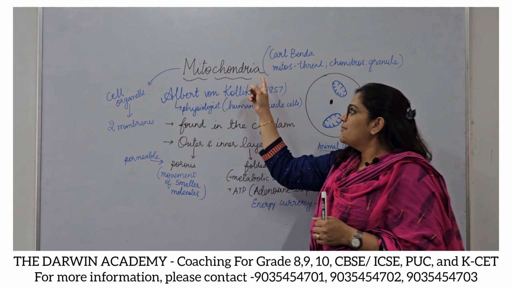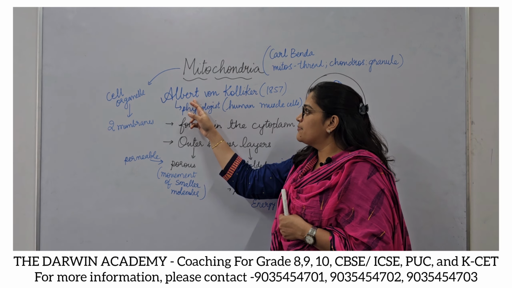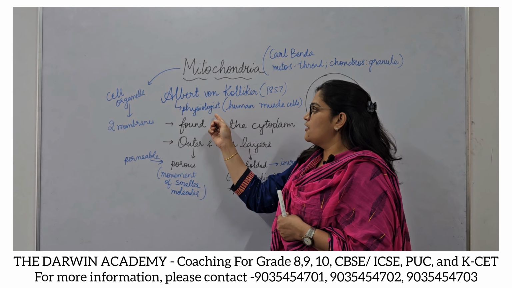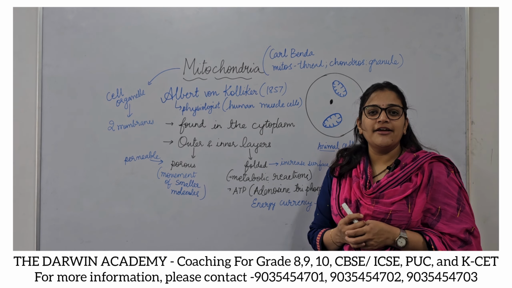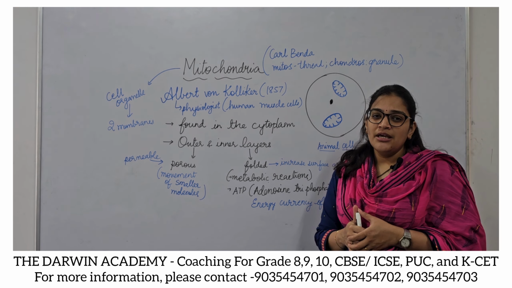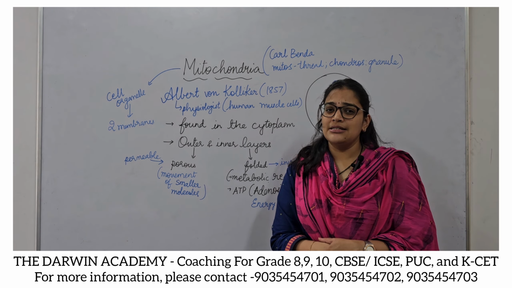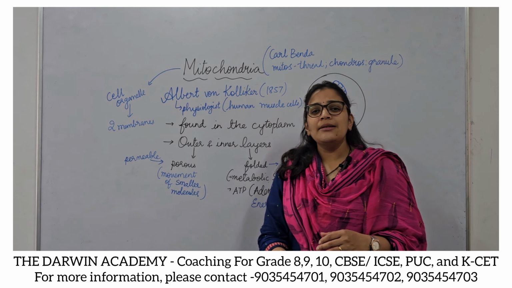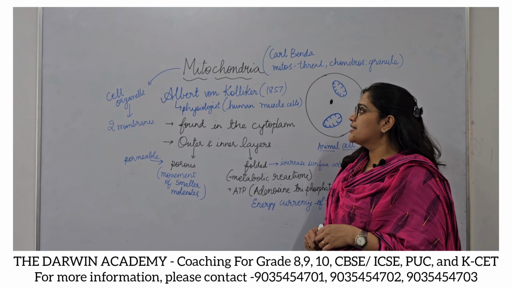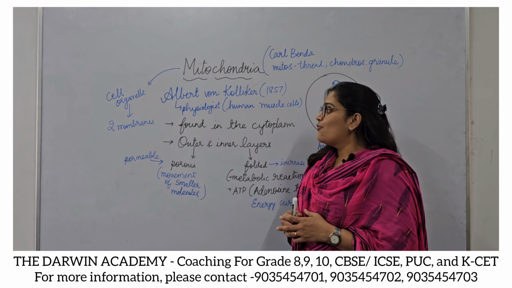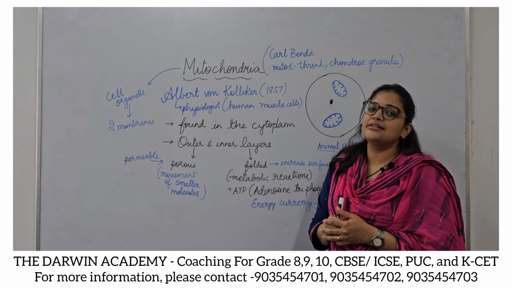The mitochondrion or mitochondria were discovered by a Swiss physiologist named Albert von Kolliker in the year 1857 when he was studying extensively about human muscle cells. Alright, so Albert von Kolliker in 1857 discovered mitochondria when he was studying about human muscle cells.